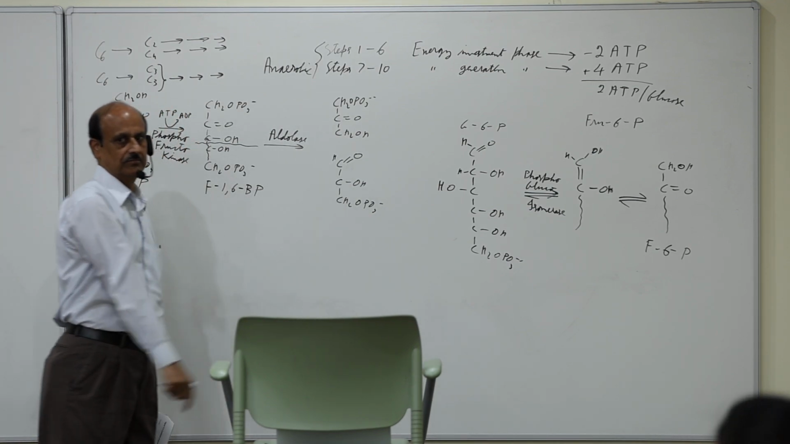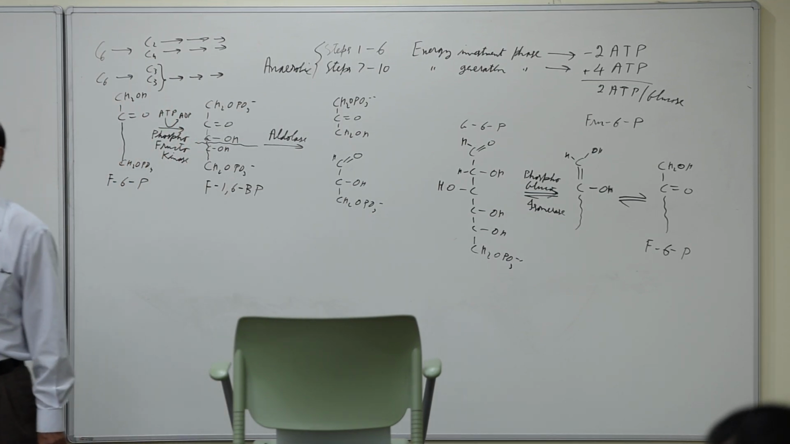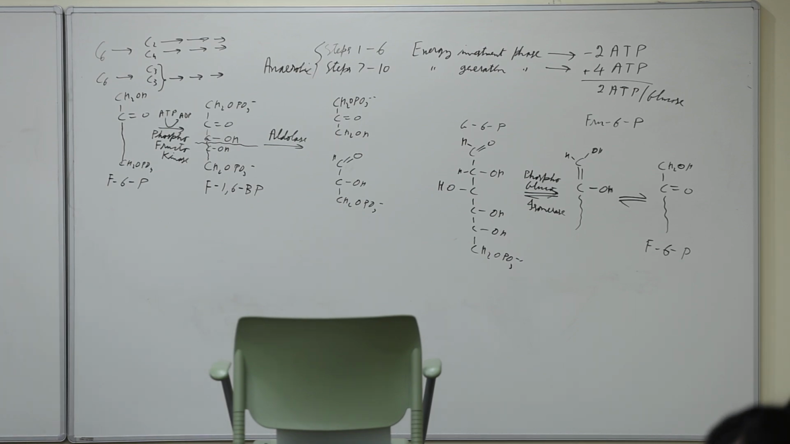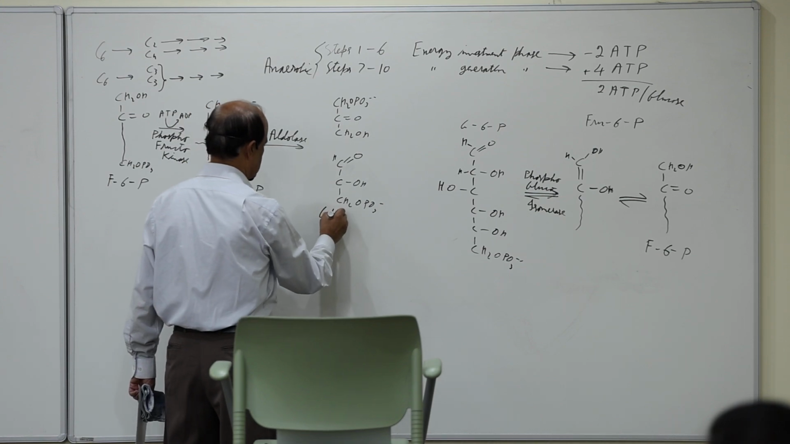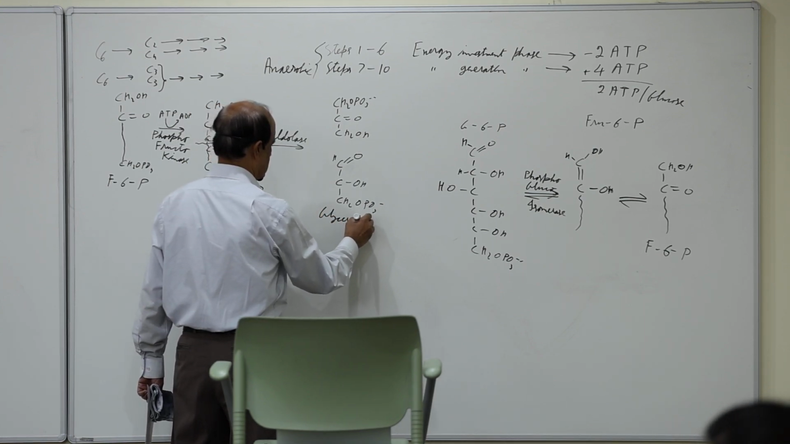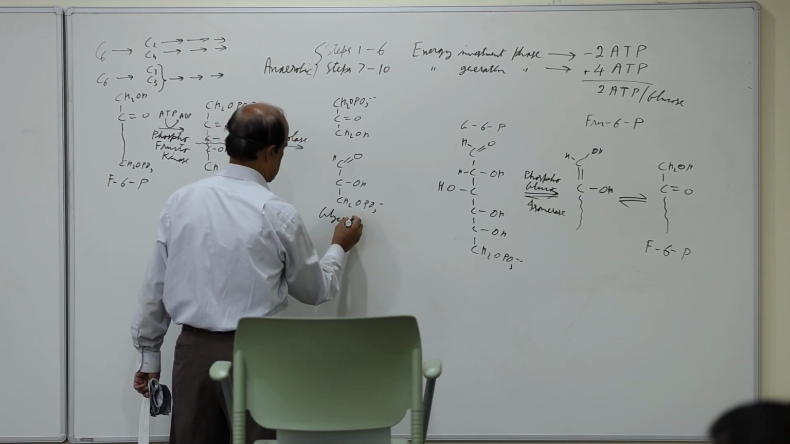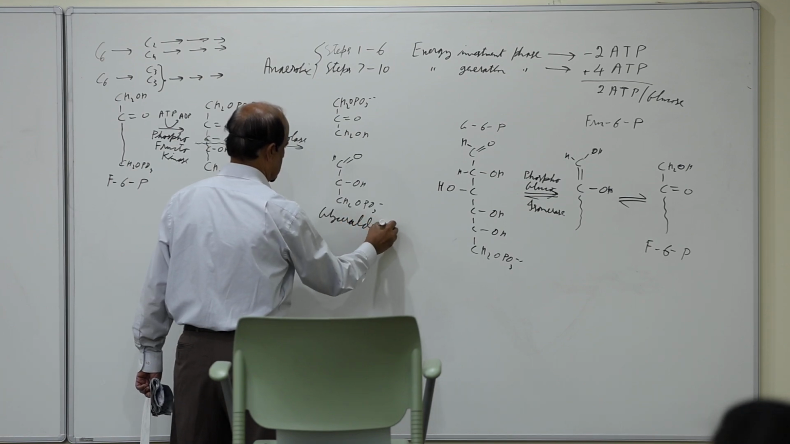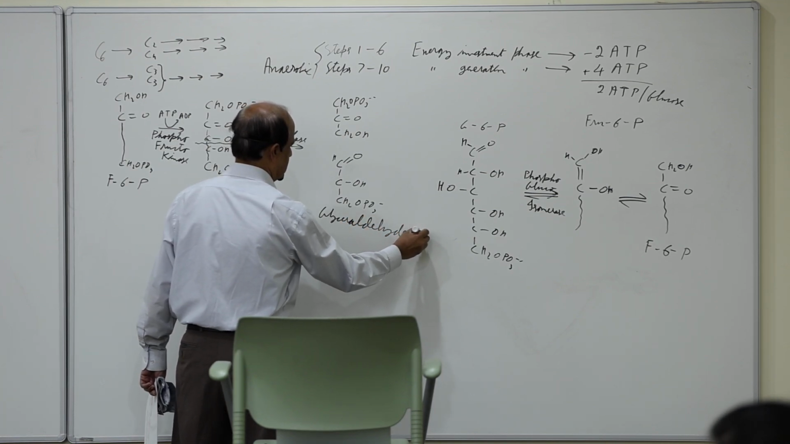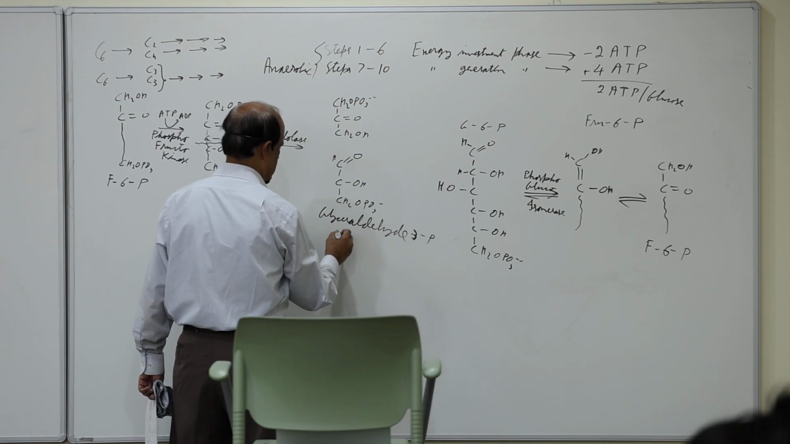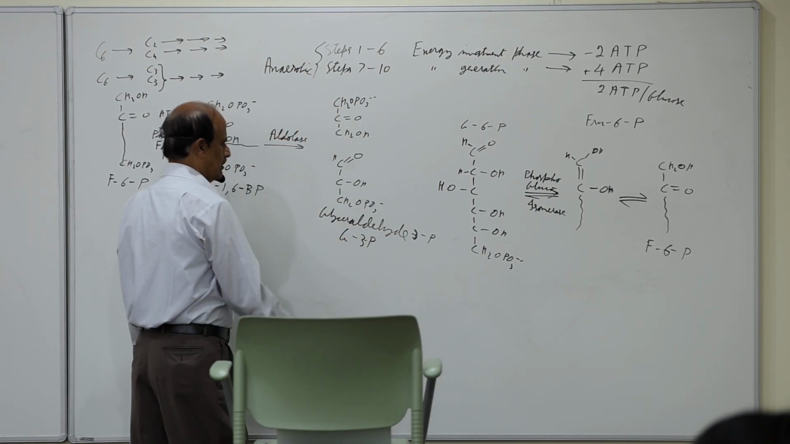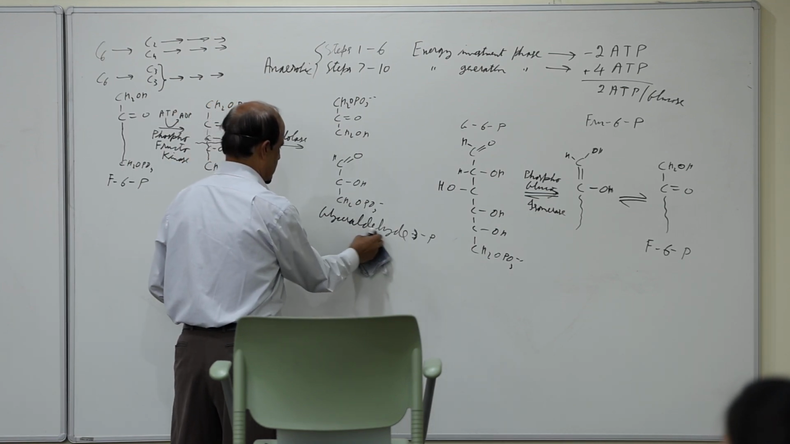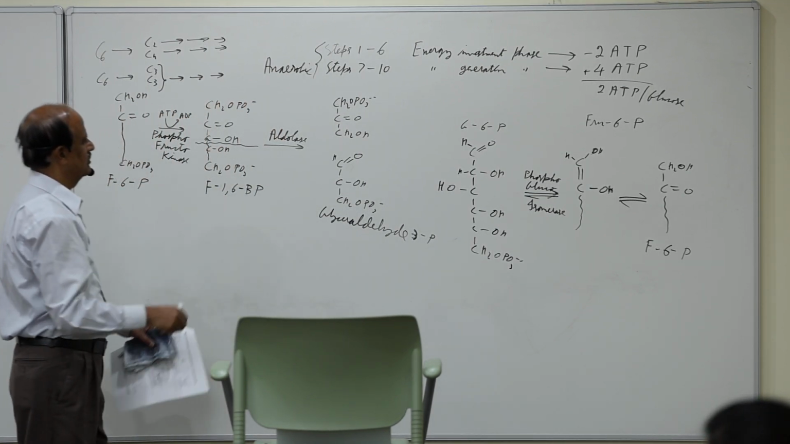This is a 3-carbon compound with an aldehyde on top, so that is glyceraldehyde. And it has a phosphate at the end, so this is glyceraldehyde phosphate, or written as G3P. Just to not get confused, it's glyceraldehyde 3-phosphate.